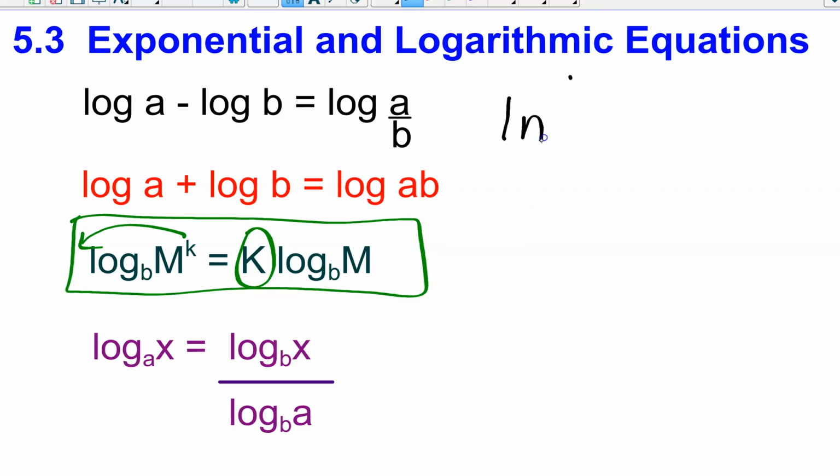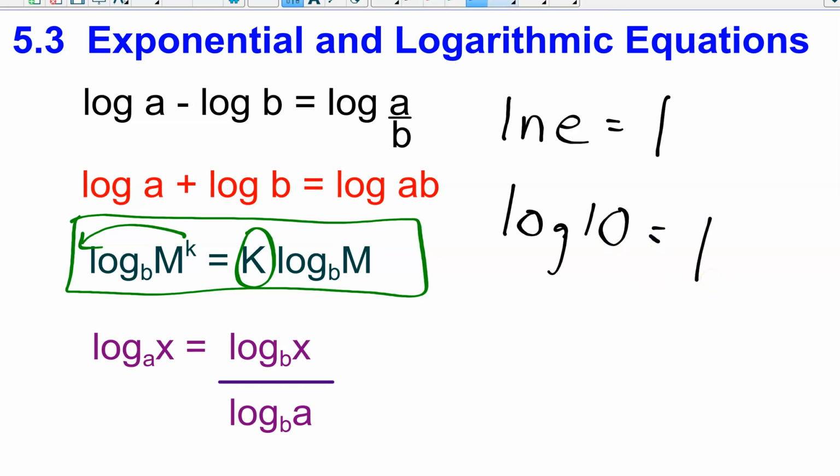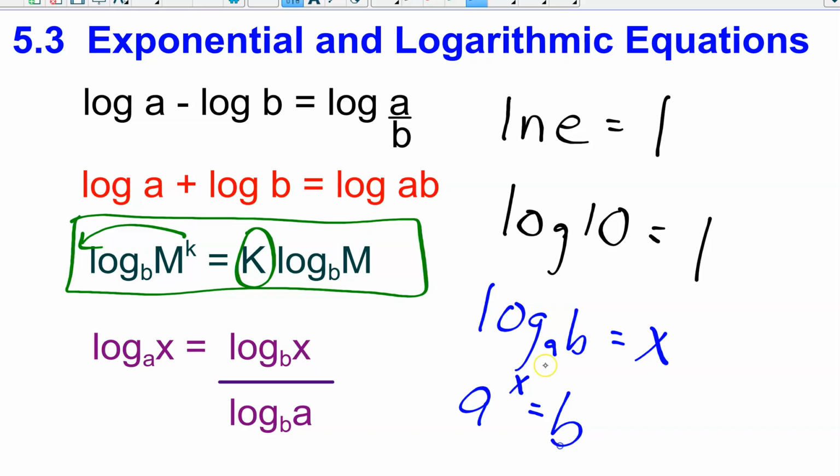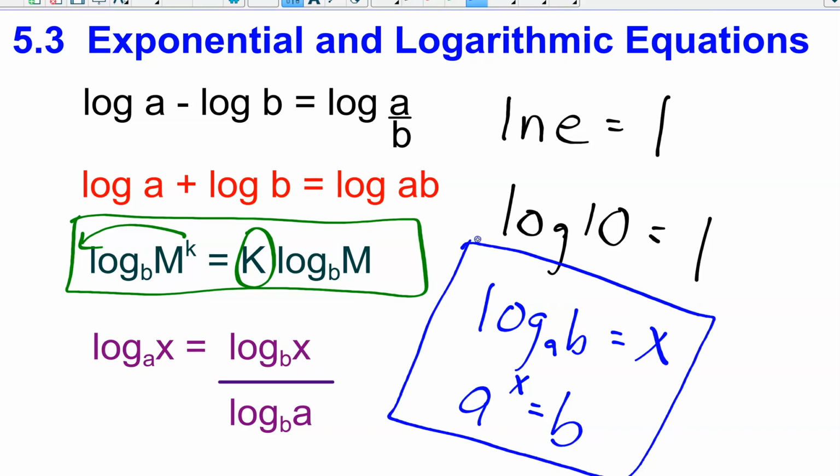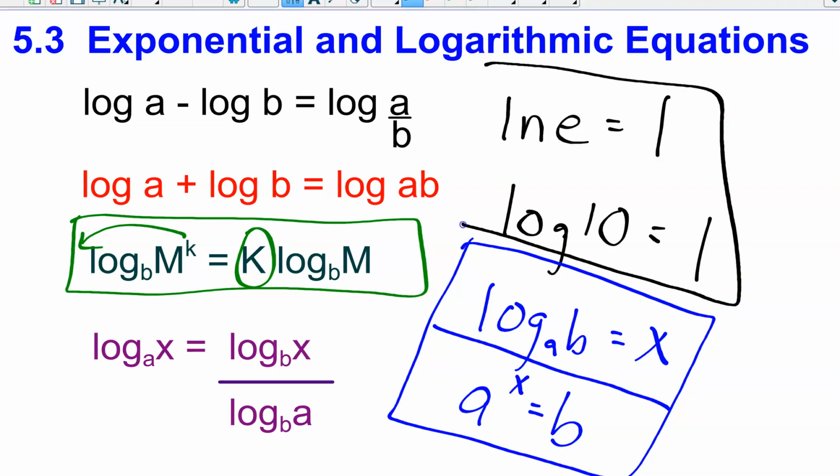So the natural log of e is 1, another little shortcut. The log of 10 is 1. And then remembering that the log base a of b equals x, to convert that to exponential would be a to the x equals b. So if you want to put these in your notes also, that would be wonderful.